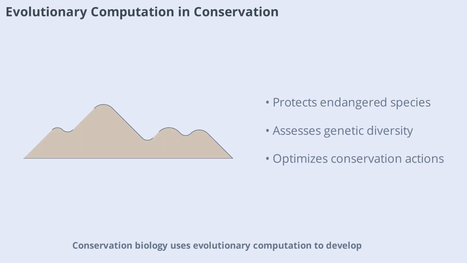Conservation biology uses evolutionary computation to develop strategies for protecting endangered species and habitats. Algorithms can model population viability, assess genetic diversity, and optimize conservation actions. By simulating different management scenarios, researchers can make informed decisions to preserve biodiversity and ecosystem health.